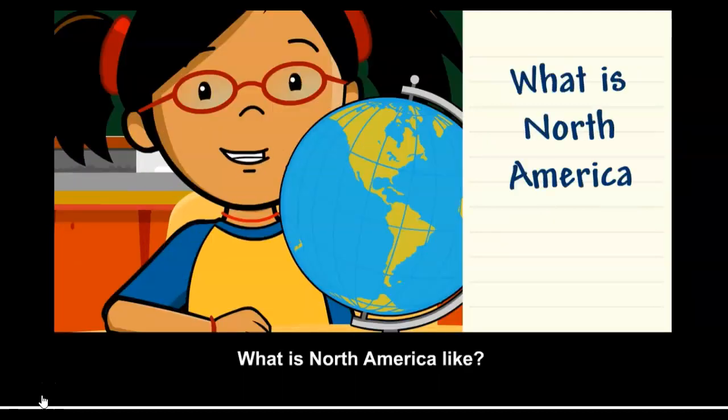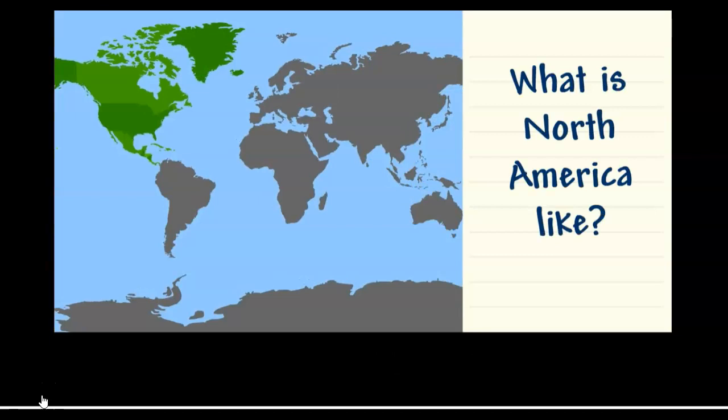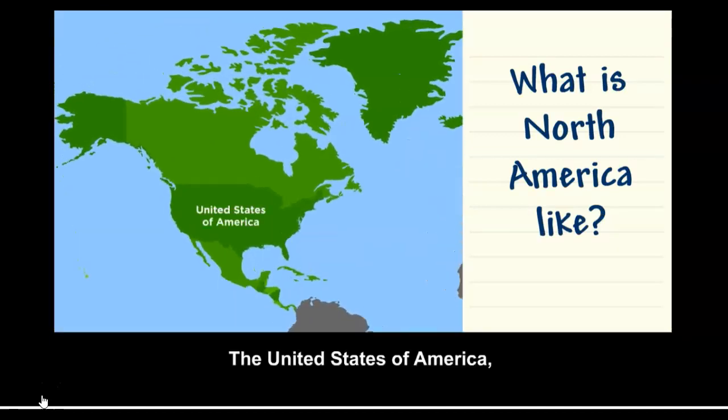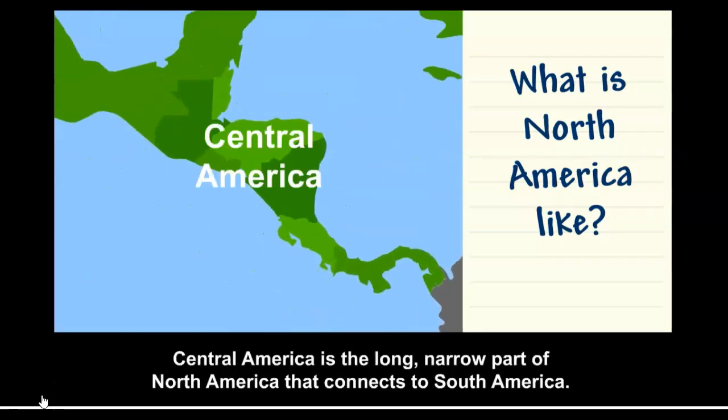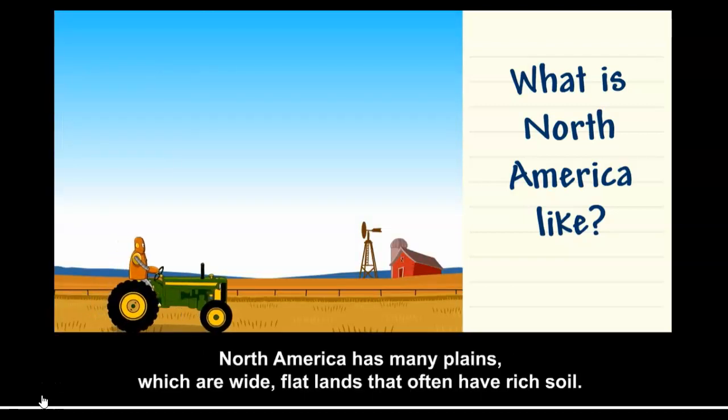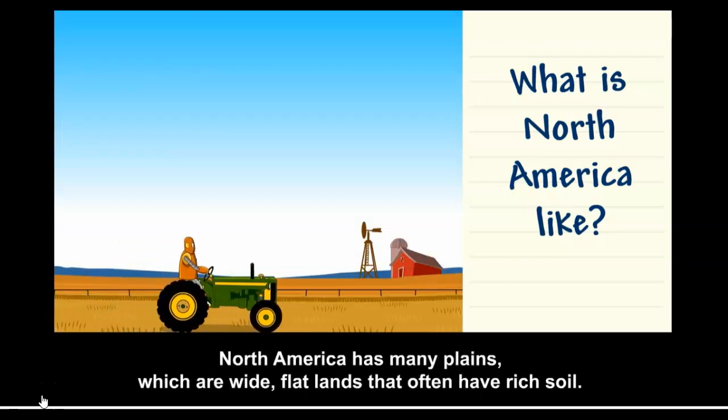What is Antarctica like? Antarctica is the southernmost continent. The South Pole is in Antarctica. The whole continent is a cold and windy place, and it's frozen in ice all year long. No one lives there all year round, but scientists visit to study the area.